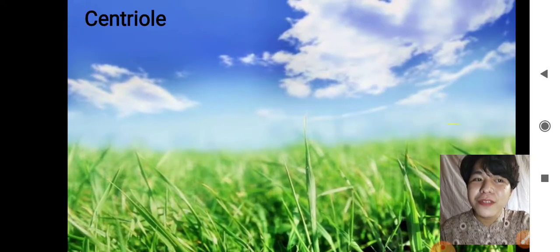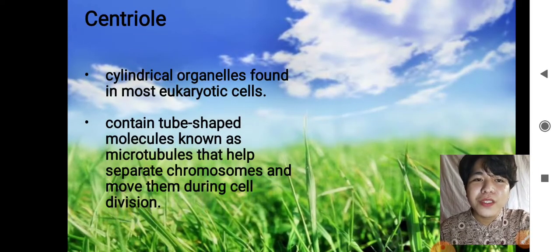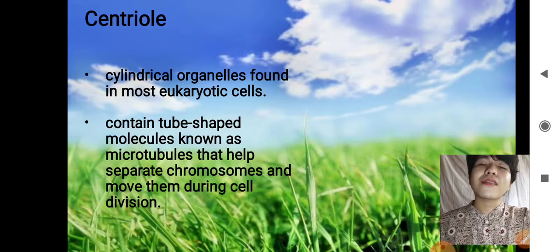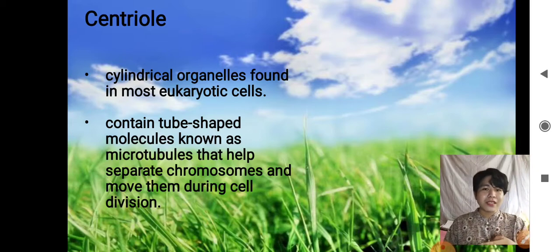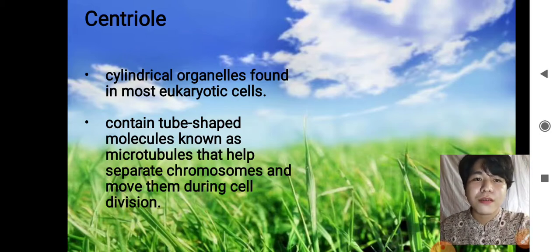And now we have centriole. So, of course, the main role of centriole is it contains tube-shaped molecules known as microtubules that help separate chromosomes and move them during cell division. So, the main role of centriole is during what? Cell division like mitosis, and we also have meiosis.